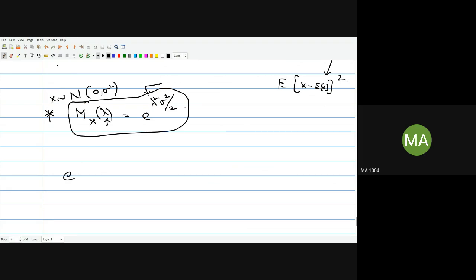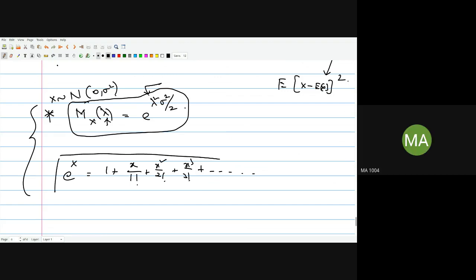And you should know one more thing regarding this moment generating function: the expansion of e to the power x. Yes, that we know. That is used in so many places, even in Poisson, we have used this. So e to the power x is this. You should know the expansion. And once you know that, the moment generating function for normal 0, sigma square is this.